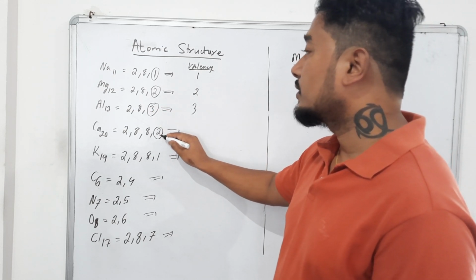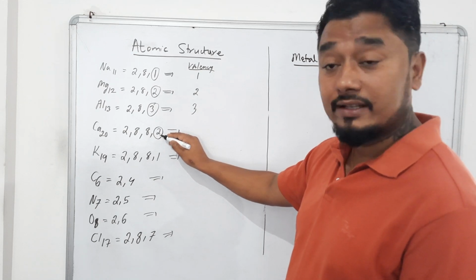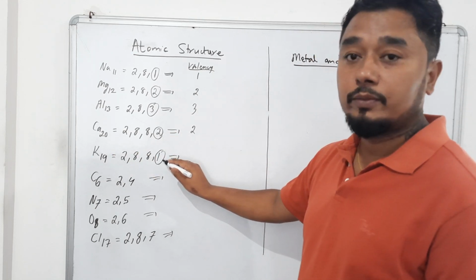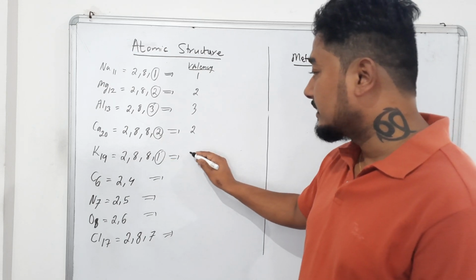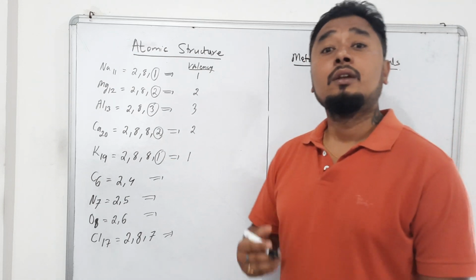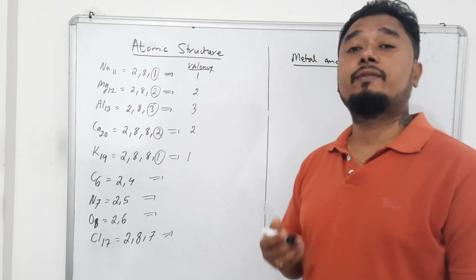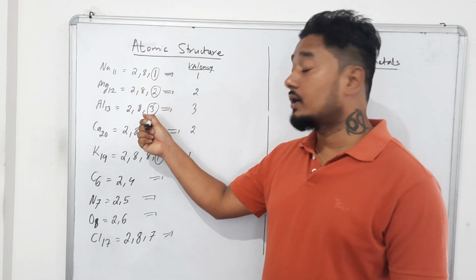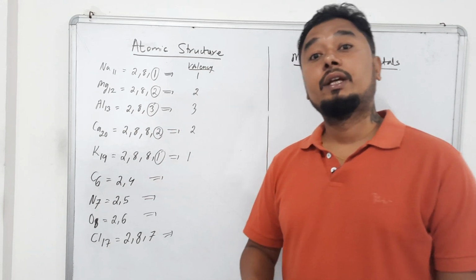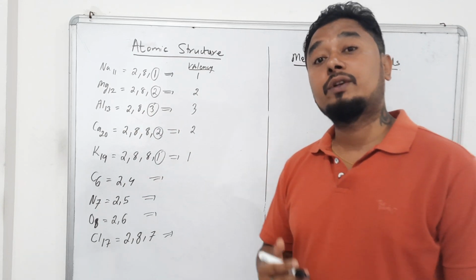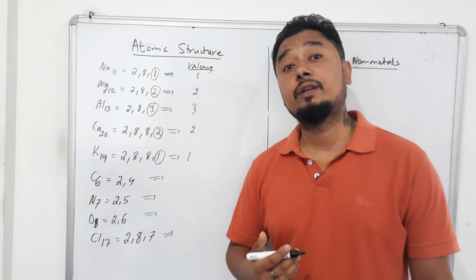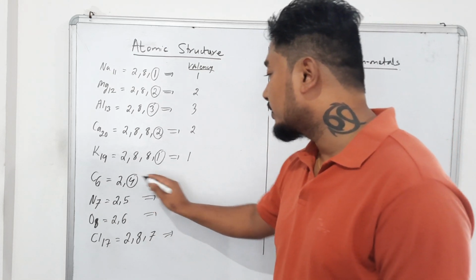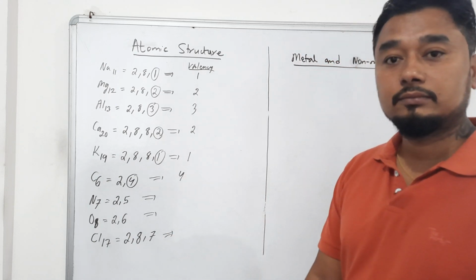2 electrons in the outermost shell, the last shell, the valence shell, the valency is 2. 1 electron in the outermost shell, valency will be 1. 2 in the outermost shell, valency will be 2. 3 in the outermost shell, valency will be 3. Therefore, this outermost shell electron indicates valency, and therefore we even call it the valence shell. Now, 4 in the outermost shell, so the valency will be 4.